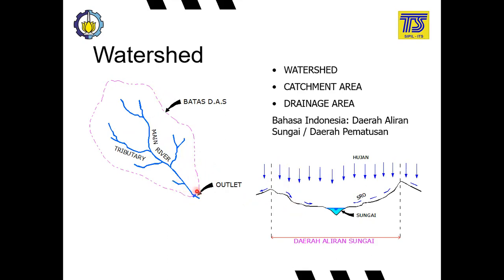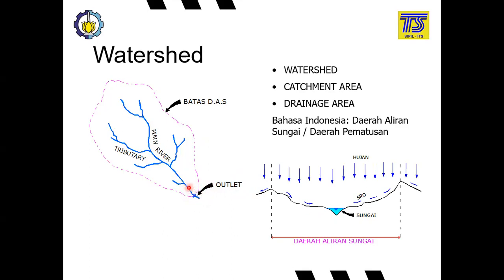So here we have one main river, with four tributary areas. And from this one main river, there will be one watershed boundary. From that, you also have to decide which one is the outlet. The outlet is the one with the lowest contour or lowest elevation. So the water is going from the tributary areas to the main river, going to the outlet. The destination is the outlet.